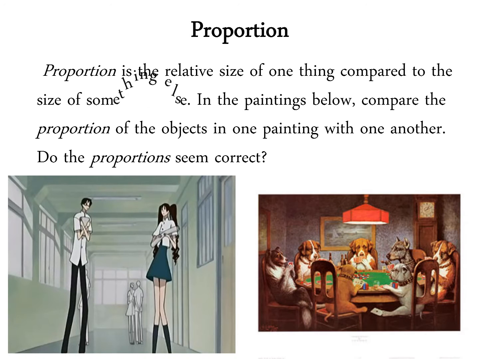Proportion. Proportion is the relative size of one thing compared to the size of something else. In the paintings below, compare the proportion of the objects in one painting with one another. Do the proportions seem correct? Do the proportions of these people seem correct? Or has the artist chosen to emphasize something? What about the dogs playing cards?